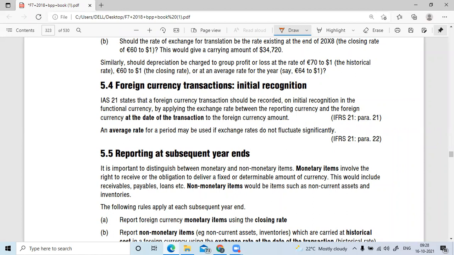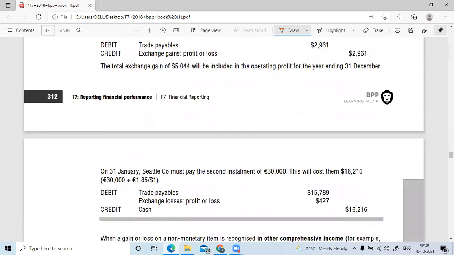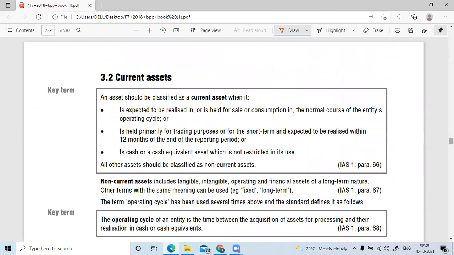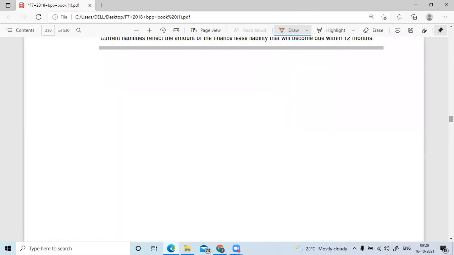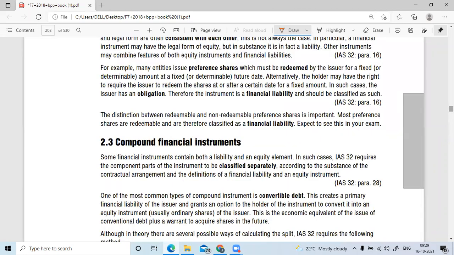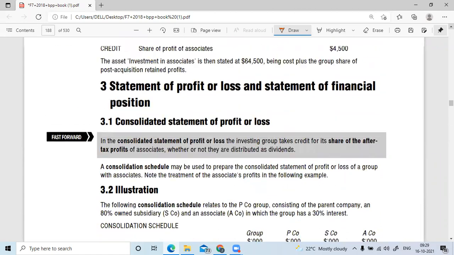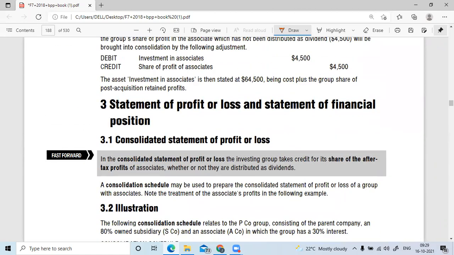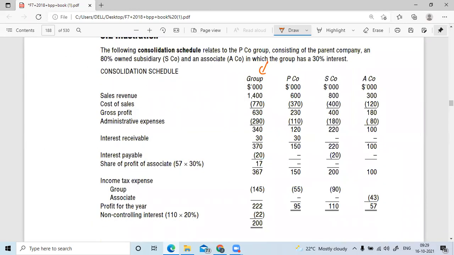So I will show you a small example whereby you can get some idea about this. So here we are. See, there is this question. I'm not going to teach you the question right now. No need to worry. This is a group account: parent, subsidiary, associate.